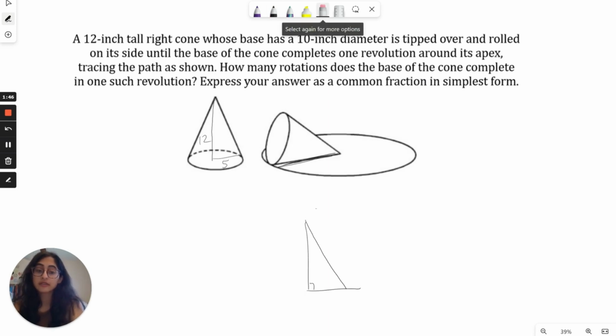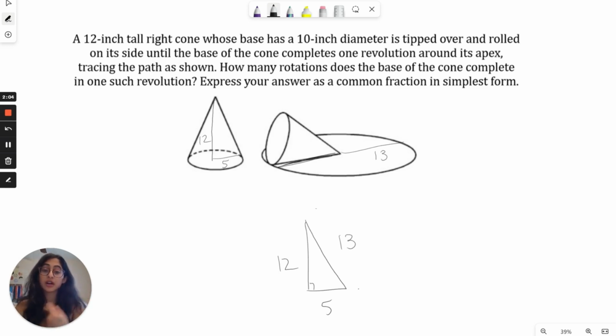And luckily for us, we know that 5, 12, 13 is a Pythagorean triple. So if we know the two legs of this triangle are 5 and 12, the hypotenuse must be 13, meaning the radius of this circle is equal to 13. So the entire path around, or the circumference, well, if r is equal to 13, the circumference is 2 pi r, which is equal to 26 pi.